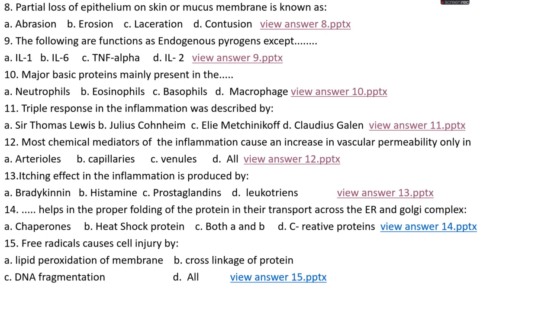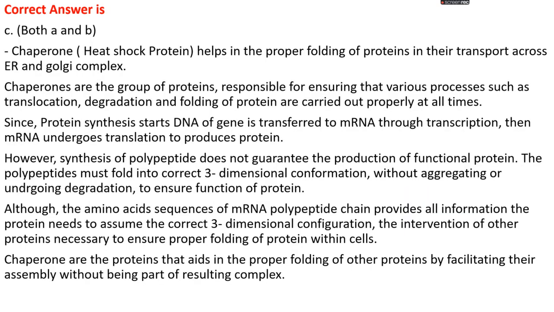Question number 14. Dash help in the proper folding of proteins and their transport across the endoplasmic reticulum and Golgi complex. Option A, chaperones. Option B, heat shock protein. Option C, both A and B. Option D, C-reactive protein. The right answer is option C, that is both A and B. Chaperones, which are also known as heat shock proteins, help in the proper folding of proteins and their transport across the endoplasmic reticulum and Golgi complex.